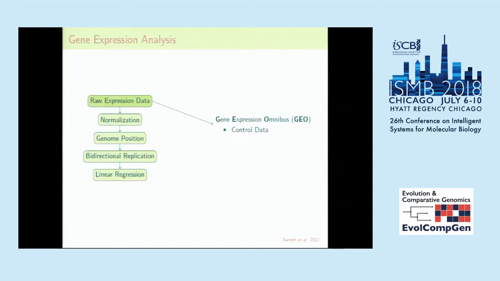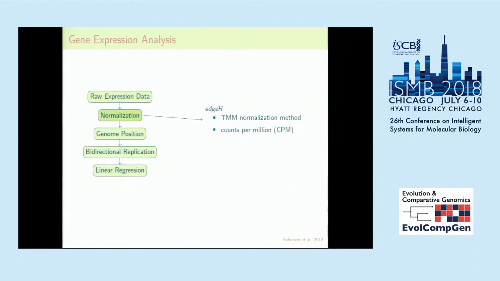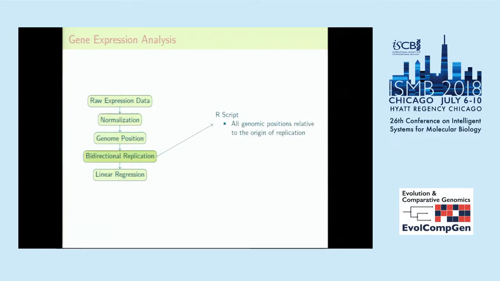Then for the gene expression analysis, the same bacteria were used. We downloaded raw control expression data from the gene expression on Nimbus, normalized this using a TMM normalization method, calculated a singular genomic position, so each gene had one position, which was denoted as the midpoint of the gene. Again, this bidirectionality of replication was accounted for by ensuring that all genomic positions were relative to the origin, and then performed a linear regression to see if gene expression was increasing or decreasing.